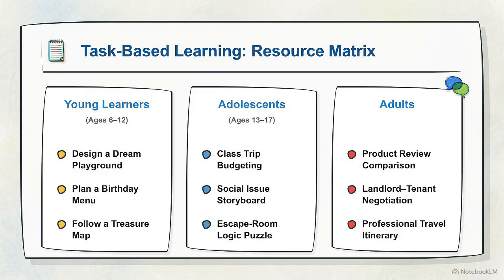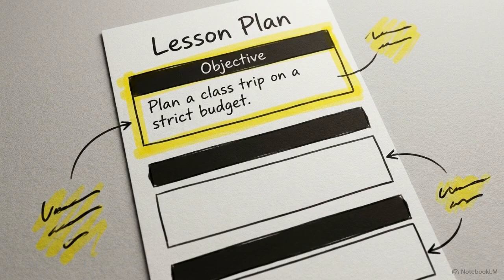For young learners, you might have them design a dream playground or plan a birthday menu. If you teach adolescents, they could plan a class trip on a strict budget or solve an escape room logic puzzle. For adult classes, the scenarios shift. You might have them role-play a landlord-tenant negotiation or build a detailed one-week travel itinerary for a visiting colleague. Choose one of these outcomes or invent your own and write it at the top of your paper.